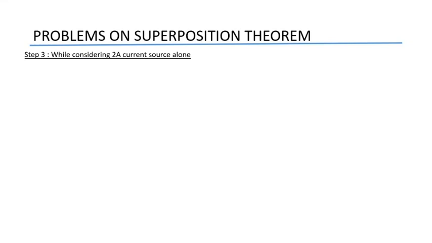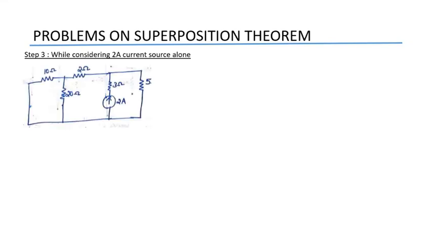Now let's consider the third source alone, that is the 2 ampere current source alone. So only the 2 ampere source is considered here. This voltage source was replaced by a short circuit. Here also we had a voltage source that is also represented by a short circuit. So the diagram will be like this. Now we have to find out current through this 2 ohm resistor.